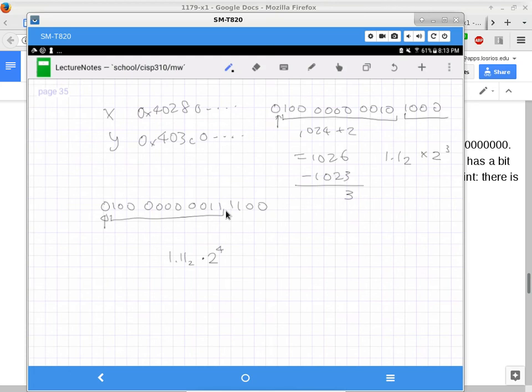Professor, my bad. Where did that 1100, the last 4 digit, come from? Which one? Where? The second number for the Y that you wrote down in binary. What's the last 4 digit? These four digits, they are the fractional portion of the mantissa.